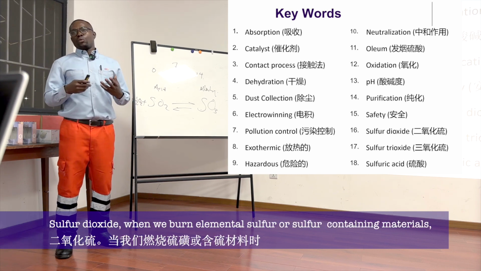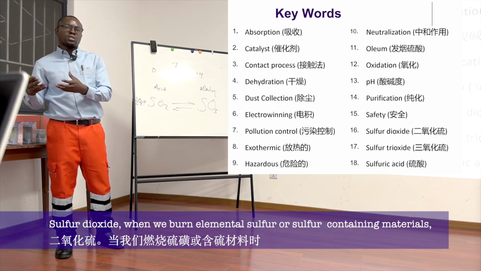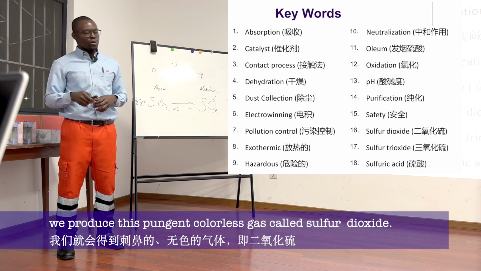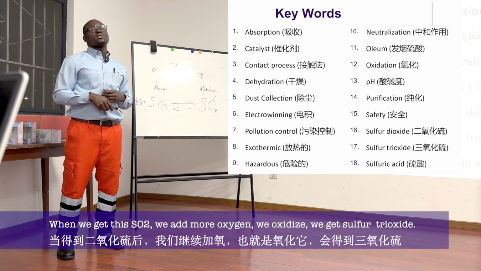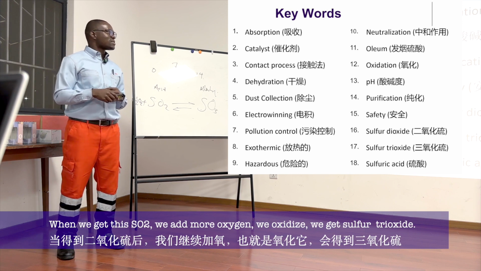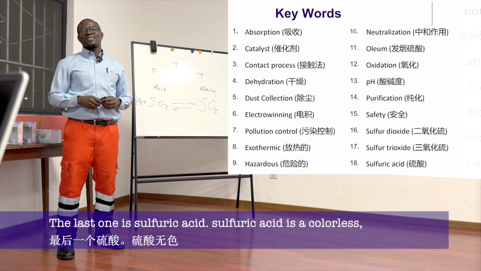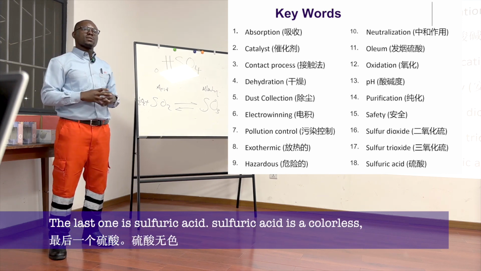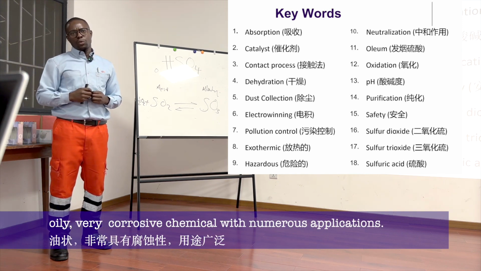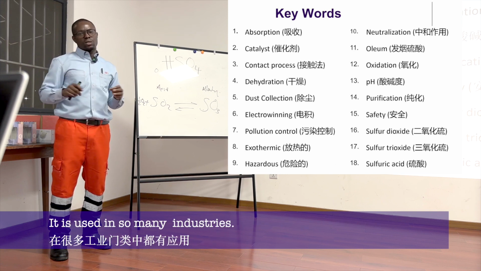Sulfur dioxide. When we burn elemental sulfur or sulfur containing materials, we produce this pungent, colorless gas called sulfur dioxide. When we get this SO2, we add more oxygen, we oxidize, we get sulfur trioxide. The last one is sulfuric acid. Sulfuric acid is a colorless, oily, very corrosive chemical with numerous applications. It is used in so many industries.